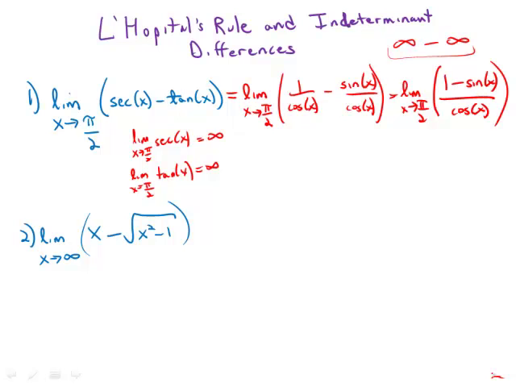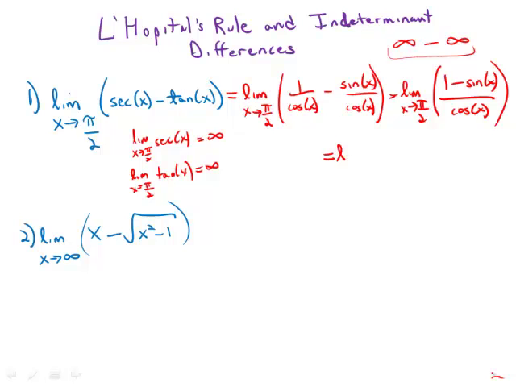And of course, the top, as x goes to pi over 2, sine x approaches 1, so we get 1 minus 1, which is 0. We get 0 in the numerator. And the limit of cosine as x approaches pi over 2 is also 0. So now we have a genuine 0 over 0 form. Now we are allowed to apply L'Hopital's rule.